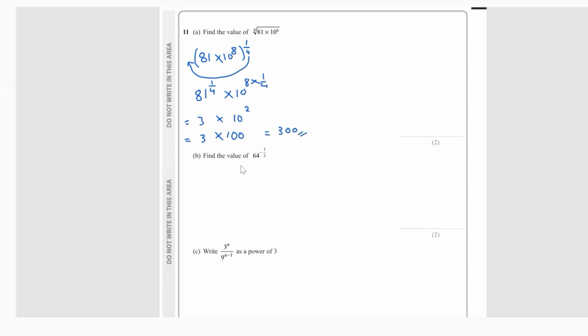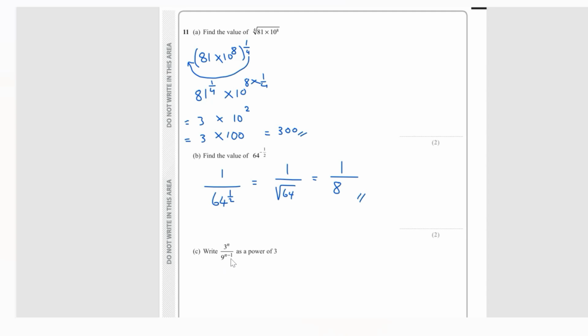On B, we need to find the value of 64 to the power of negative a half. So whenever we have something to a negative power, we do 1 over the whole number. And this power now becomes positive. So this is the same as the square root of 64, which is 8.